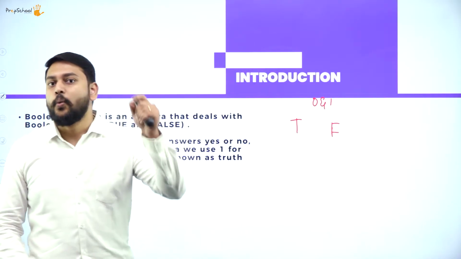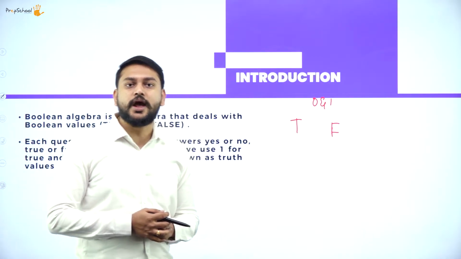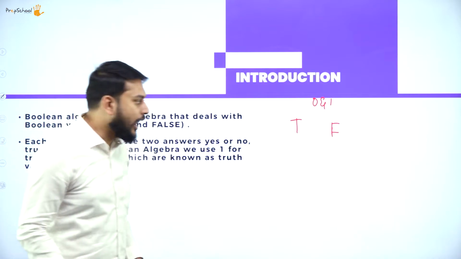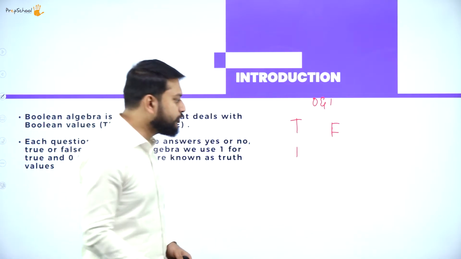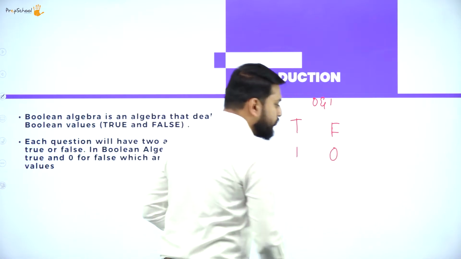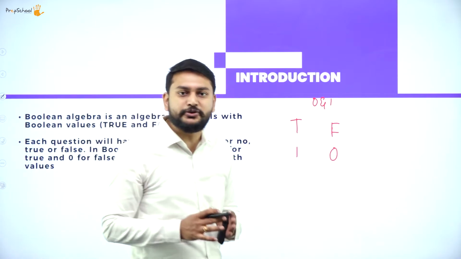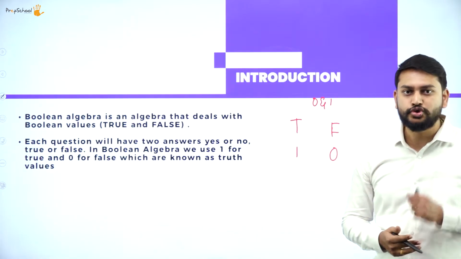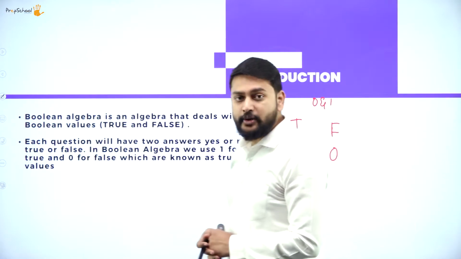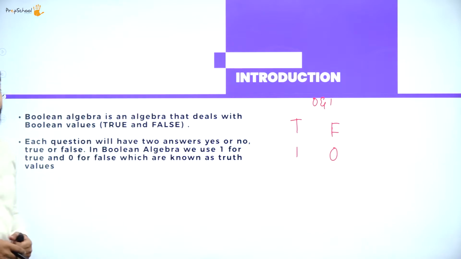What is 0 and what is 1? Please understand, whenever I mention true, I will be using 1. Whenever I mention false, I will be using 0. So that's what you need to understand. I always represent true with 1 and false with 0. That's the main important point that you have to remember before I start Boolean algebra.